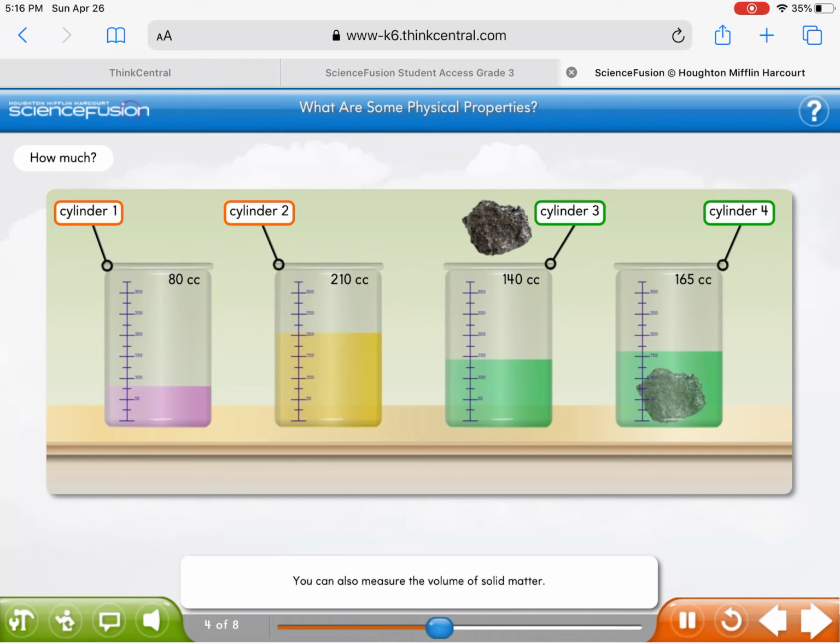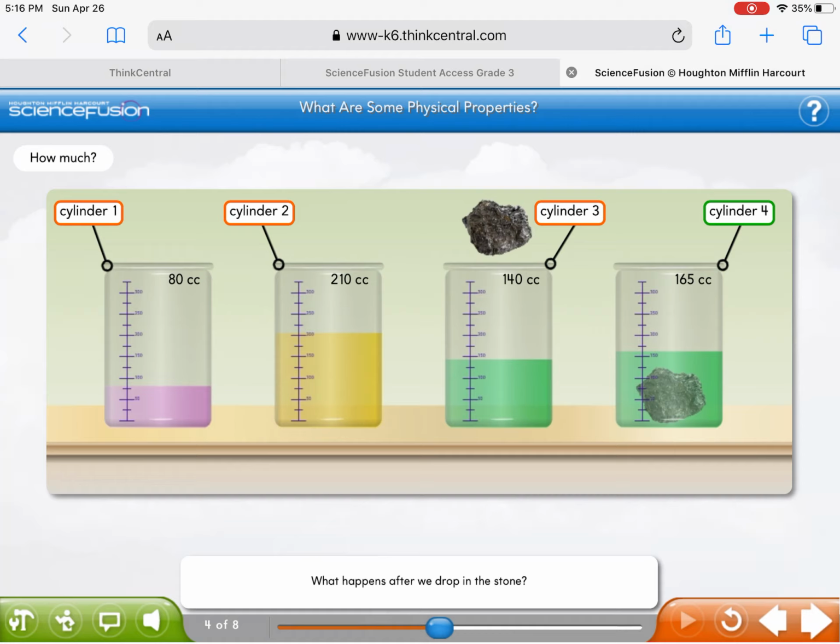You can also measure the volume of solid matter. There's 140 cc's of water in this cylinder. What happens after we drop in the stone? So look at where the green water goes up to in the first picture. And then when the stone's dropped in, the water's higher up. So look at the next one. Well, it doesn't want to click, but it goes up to 165 cubic centimeters.